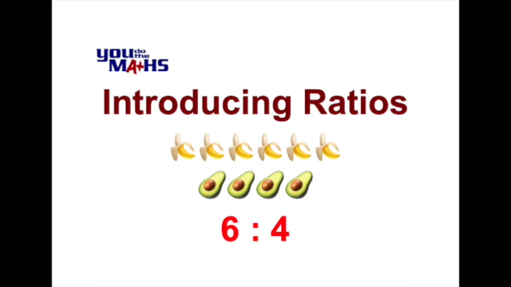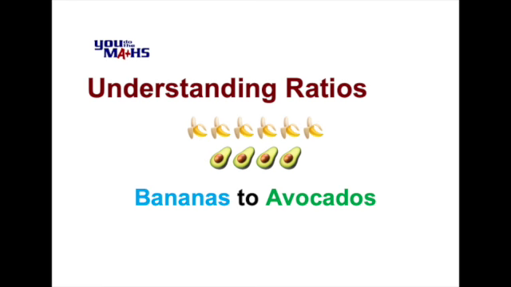Ratios are used to compare quantities, and they're used in lots of examples, basically anything that involves mixing different ingredients, and we'll see an example of that towards the end of this video. So in this picture here we can see that we've got a ratio for bananas to avocados, and if you count the number of bananas and avocados you'll see that we've got 6 bananas and 4 avocados. And we express that ratio simply as 6 to 4 in that order of bananas and then avocados.